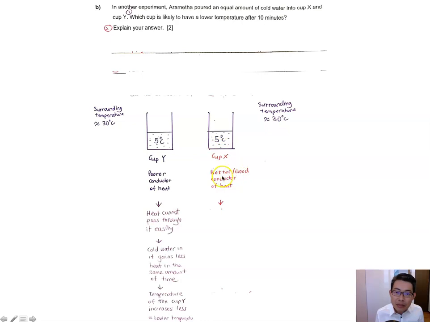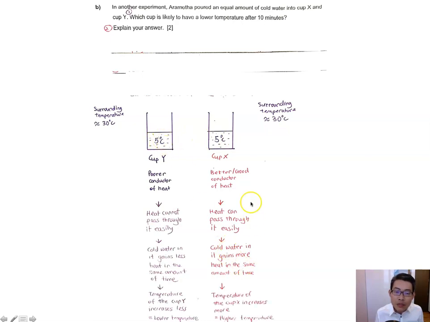Cup X is a better conductor of heat. The material used to make cup X is a better conductor of heat compared to the material used to make cup Y. That means that heat can pass through it easily, more easily compared to this. And therefore, the cold water in this container will gain more heat in the same amount of time compared to the cold water here. That also means that the temperature of this cup will increase more compared to the temperature here. Therefore, the temperature of cup X is higher.